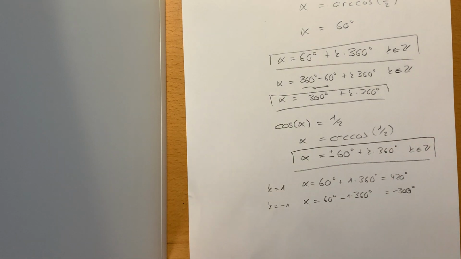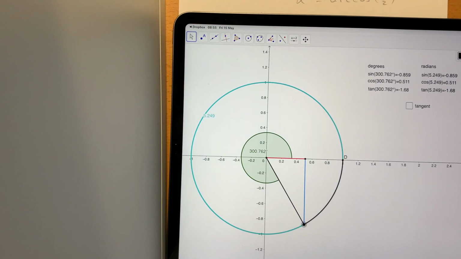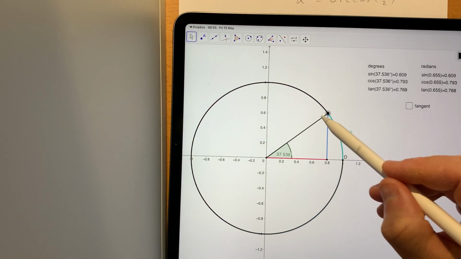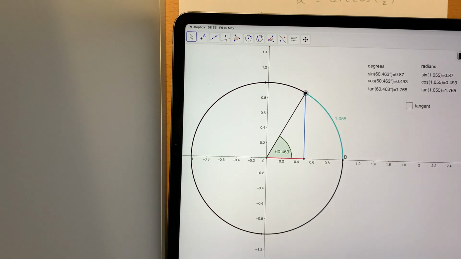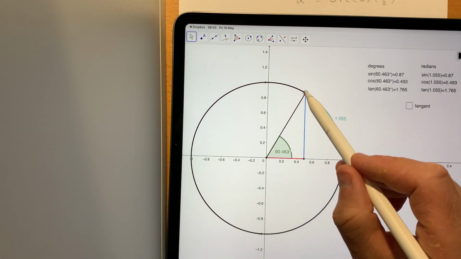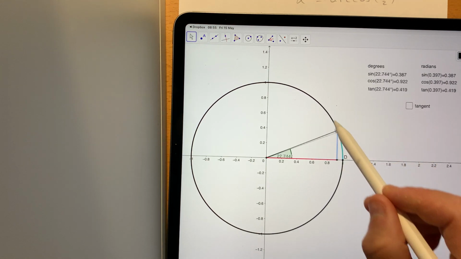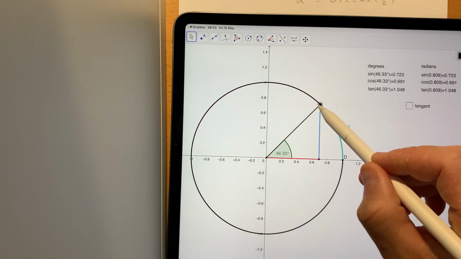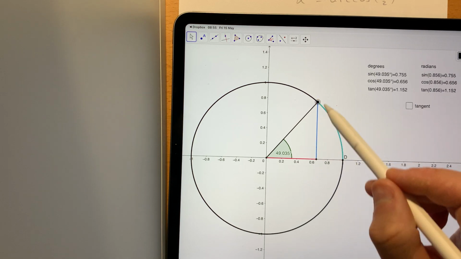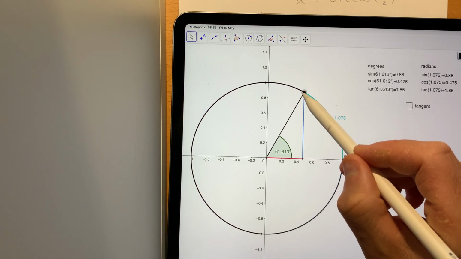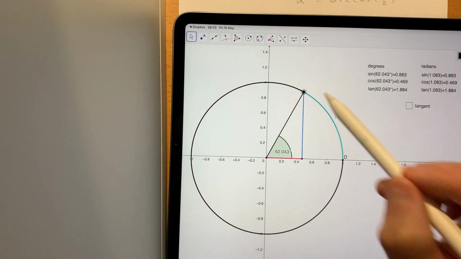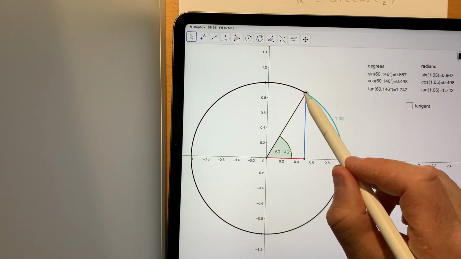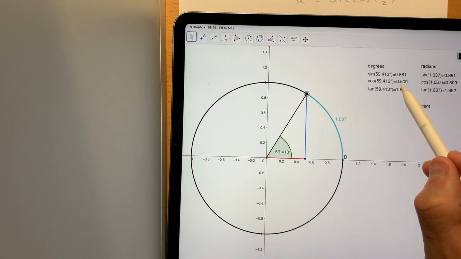So where is this on our GeoGebra? Well, you have 60 degrees here. If you did 420, that would mean you go one whole turn plus 60 degrees. That would be here, 420 degrees. One full turn, you're here, plus 60, that's 420. And then you're obviously at 0.5.